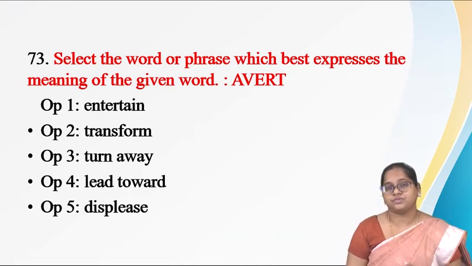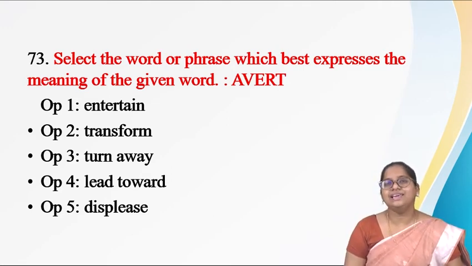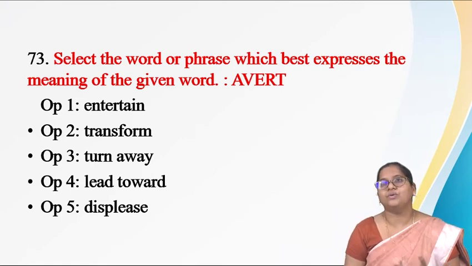Okay, you transform someone. Option 3, you turn away from someone, or you turn away. Okay, you will not be there anymore. Option 4, lead toward that one. Lead toward that, right? Option 5, displease. That is like you avert someone. So that means you kind of avert, you displease someone also.